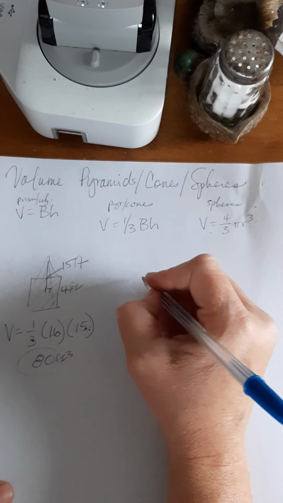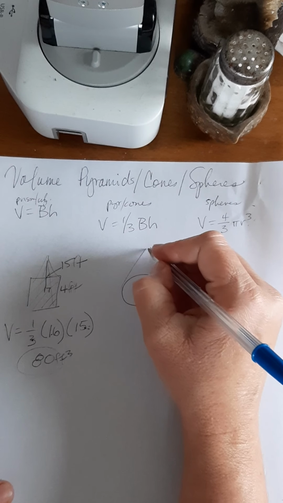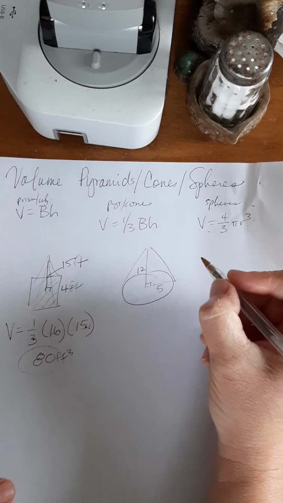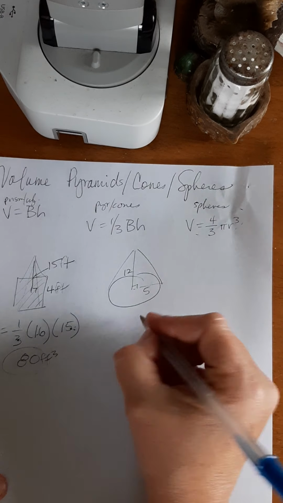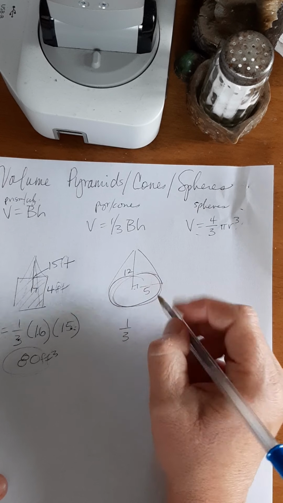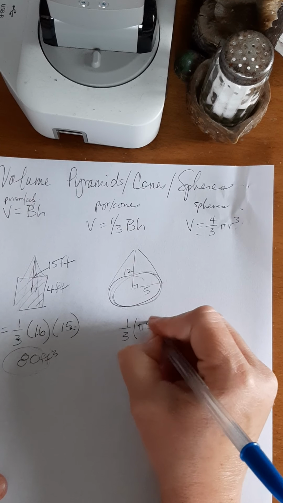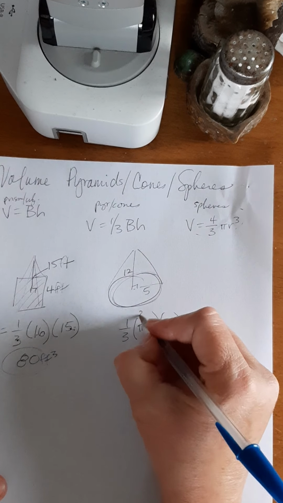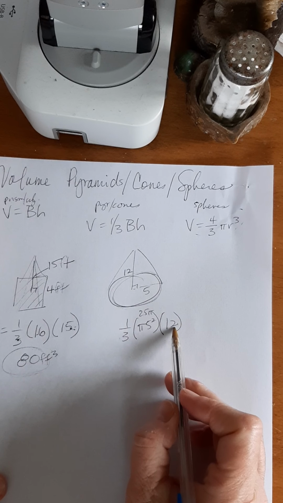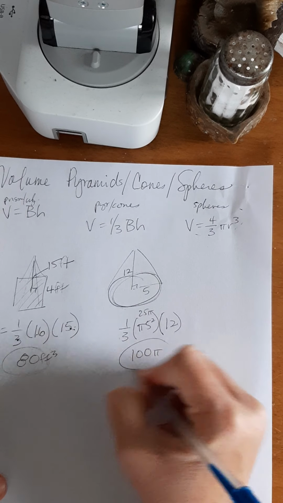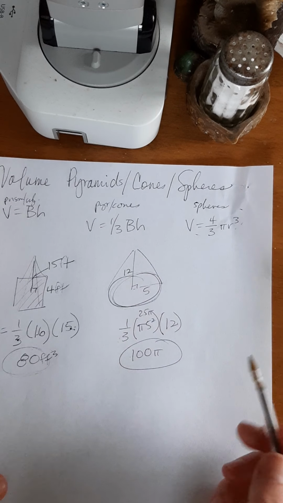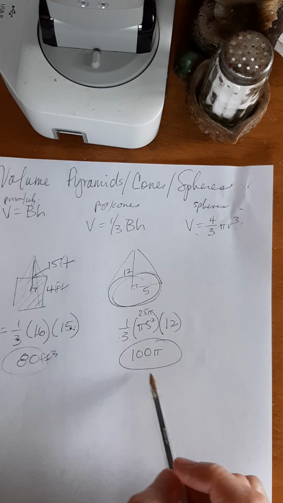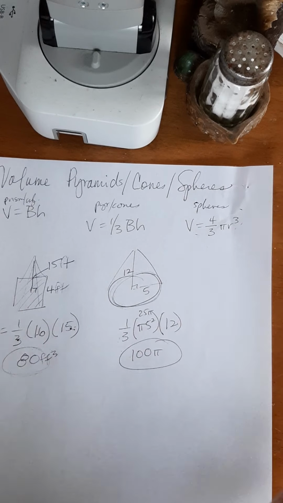All right, let's say that I had a cone, 12, 5. Well, if I wanted to find the volume of a cone, 1/3 area of the base, so pi r squared, 25 pi, times the height of 12. So 3 goes in there, 4 times 25, 100 pi, or 300 pi divided by 3, still 100 pi. So no matter what figure it is, you literally do 1/3 area of the base times the height.